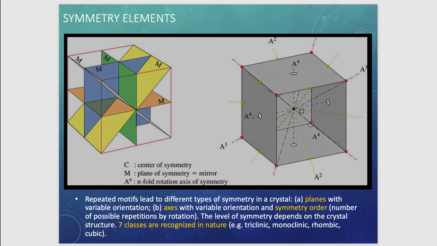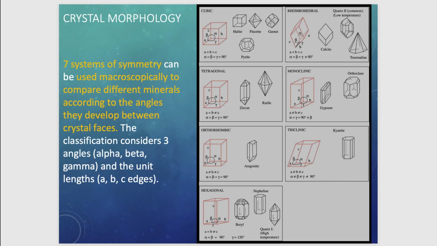Based on these characteristics, we can recognize 7 classes. So we have the triclinic, monoclinic, rhombic, cubic, which are some examples. If we look at that in more detail, the 7 systems of symmetry present in the most common minerals tend to have specific rules, which are dihedral angle rules and also cell size rules. If we start with the cubic, this is one of the simplest symmetries because it's a cell that has the same edges and also the same angles. So all the angles between the faces of the cell will be 90 degrees.